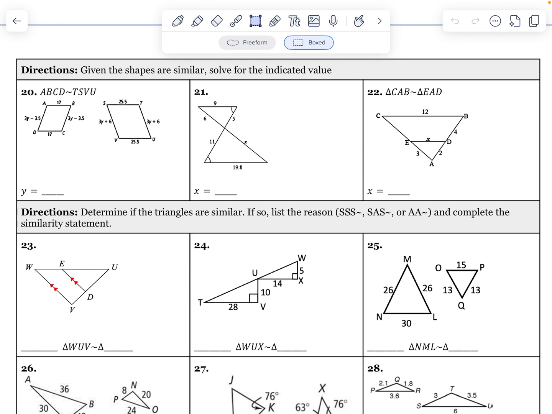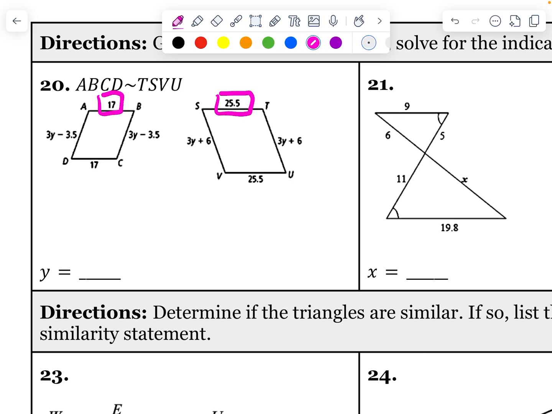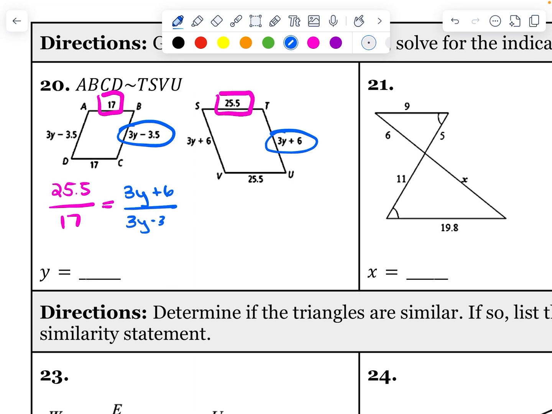All right, given the shapes are similar, solve for the indicated value. So we're solving for y. ABCD is similar to TSVU. So that means the 25.5 goes with the 17. 25.5 over 17 is going to be equal to the sides, so 3y plus 6 over 3y minus 3.5.